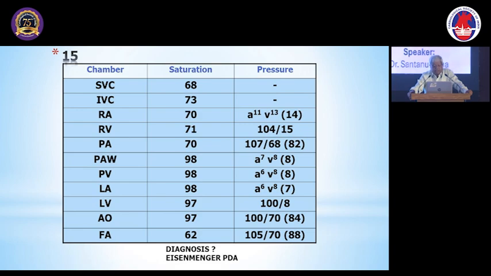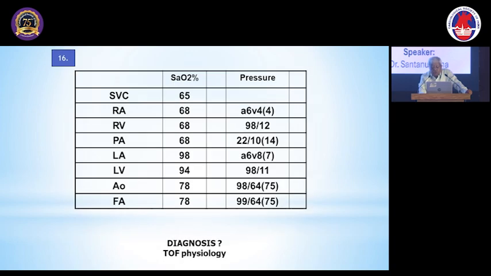What is this? Look at the lower side of the panel. You get the answer. Aortic saturation is okay. Femoral artery saturation is 62. Look immediately at the pulmonary artery pressure. It is PDA with reversal of shunt. PDA with reversal of shunt. PDA Eisenmenger's.